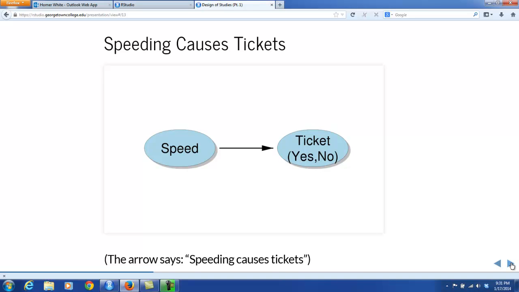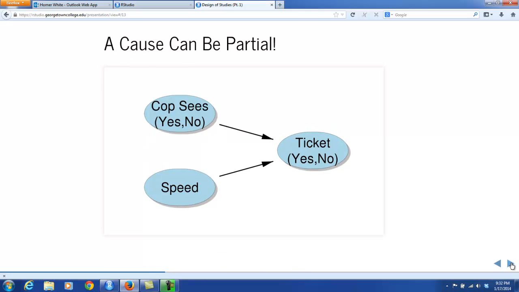Now, diagrammatically, we'll represent each of the variables involved with a little ellipse. So we have the explanatory variable speed, which I assume is some numerical variable, the speed you're traveling, perhaps measured in miles per hour, and a response variable, ticket, which is a factor variable. Yes, you get a ticket. No, you don't. Now, our belief that speeding causes tickets is represented diagrammatically here with an arrow from speed to ticket. So a pointed arrow indicates a causal relationship.